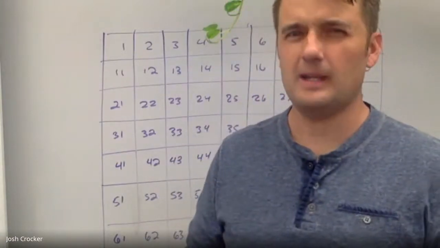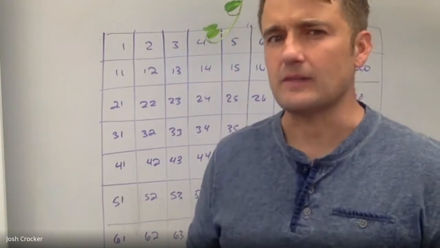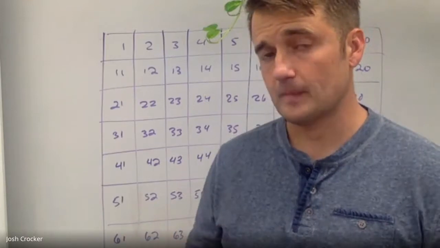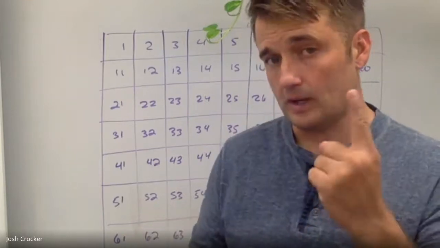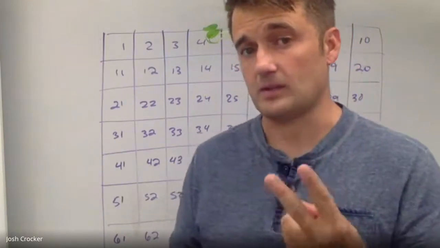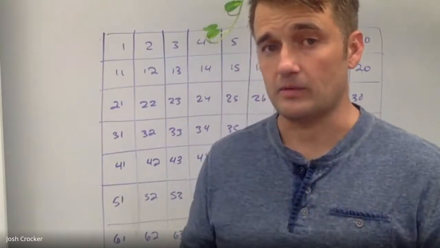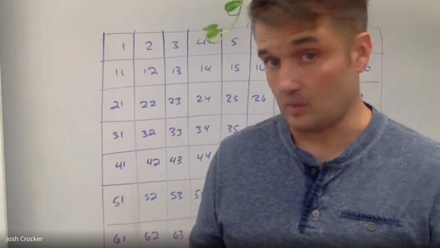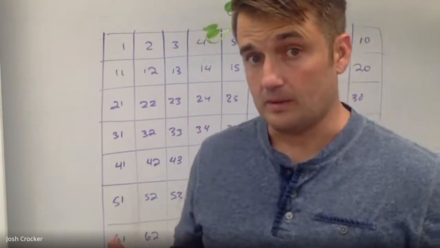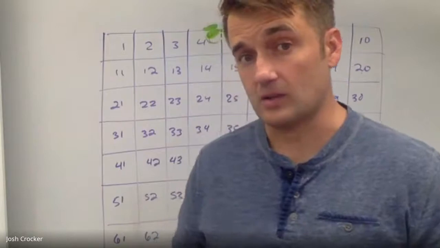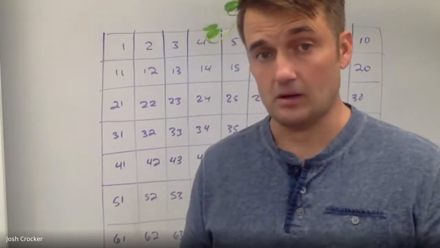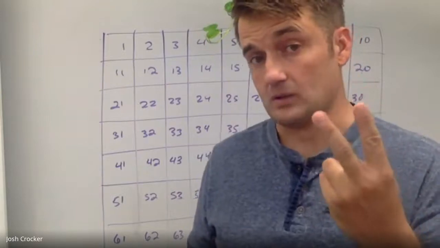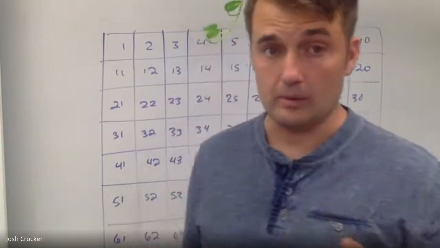So we've already hit on this with our lessons on factors and multiples. If a number only has one and itself as factors, so for example, the number 5, the only way to multiply and make 5 is 1 times 5. There's not another way. So the only factors that 5 has are 1 and itself, 5. It only has 2 factors. That makes it a prime number, okay?